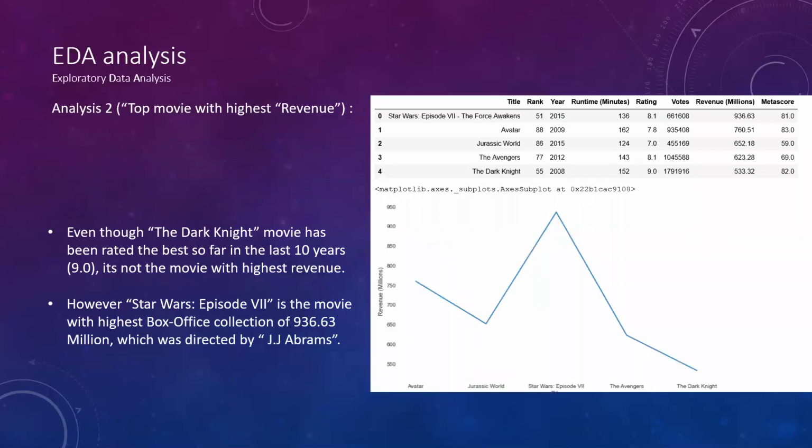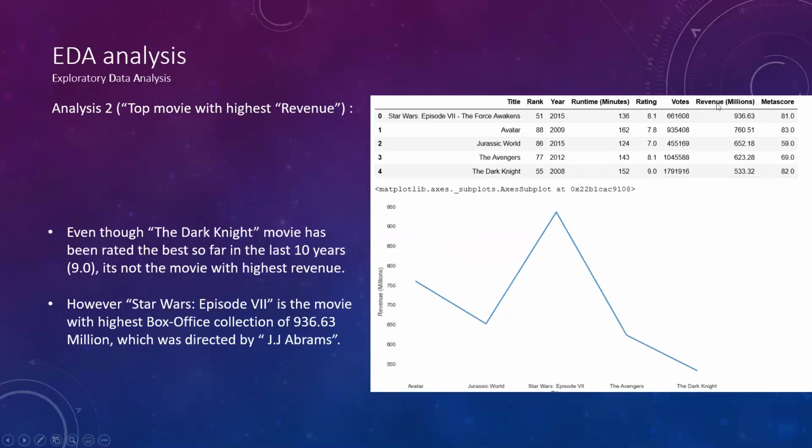The next analysis we took is the top movies with the highest revenue. Even though we saw in our previous analysis that Christopher Nolan was the best director, with The Dark Knight being the highest-rated movie, that's not the movie which generated the highest revenue in this data set. It's Star Wars: The Force Awakens which generated a whopping revenue of around $936 million, the highest with respect to revenues in the top 10 years.